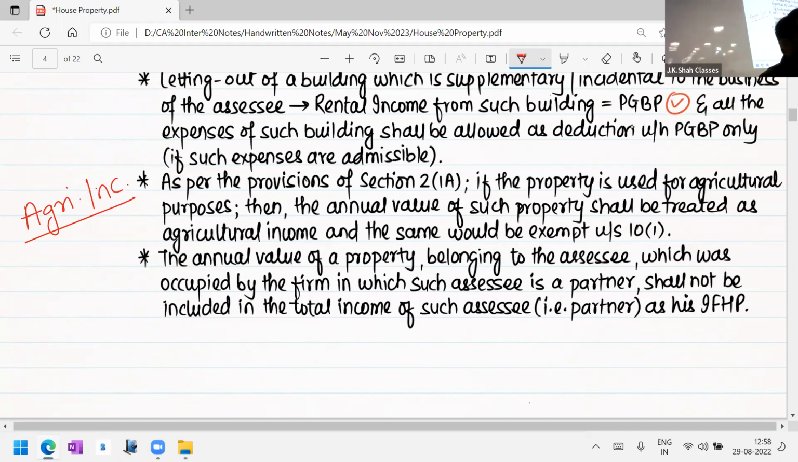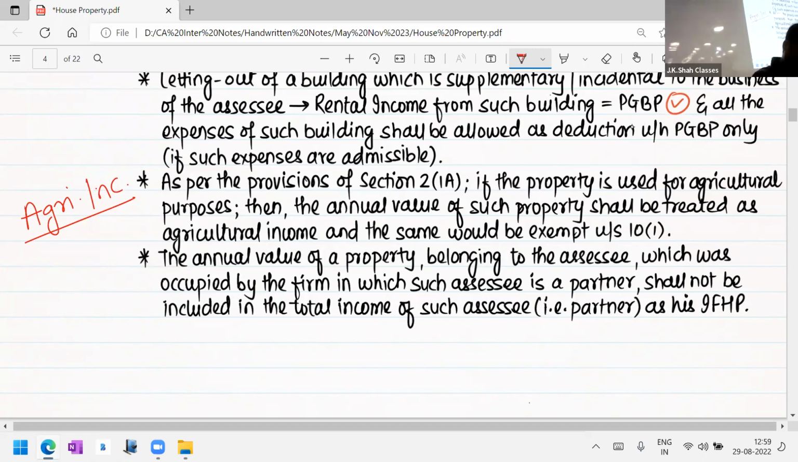Is he using his own property in his partnership business? Yes, sir. That means he is using that property for his business only. For this property also, the annual value will not be taxed to him, because that property is used by him in his business only. Partnership business is also his income only, his business only, no? So, this is the last point which is written here.